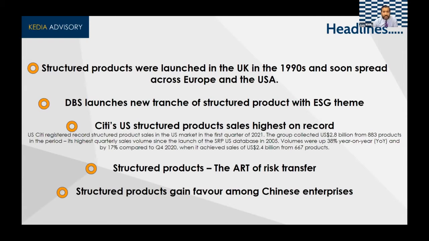DBS launched a new tranche of structured products with an ESG theme. When we are talking about an ESG theme, you can just imagine where commodity is missing. मतलब आज अगर हम global market की बात करें, वहाँ पे ESG theme तक पहुँच चुके. Citi's US structured product sales were the highest on record. इसका डिटेल भी मैंने दिया क्योंकि ये सेल्स रिकॉर्ड 2021 में हुआ है, when the global market was having so much turmoil with COVID also.